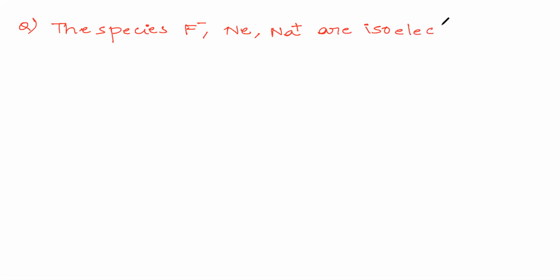The species F minus, Ne, and Na plus are isoelectronic. Now the question is, which is the correct order?